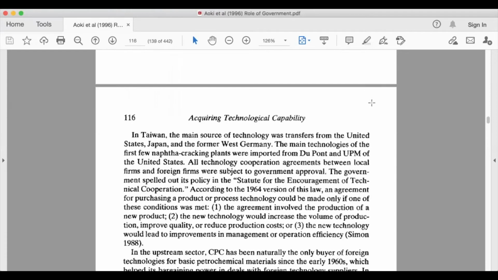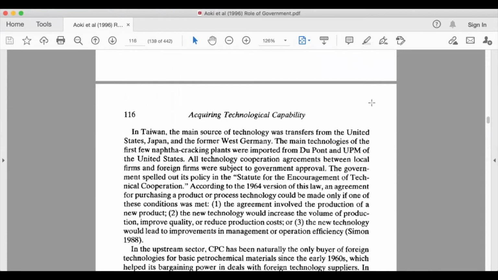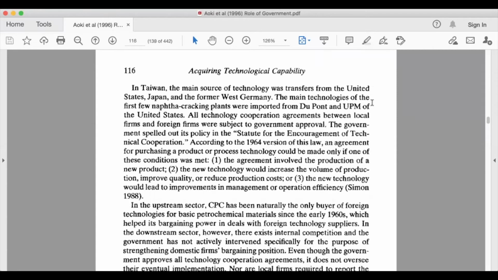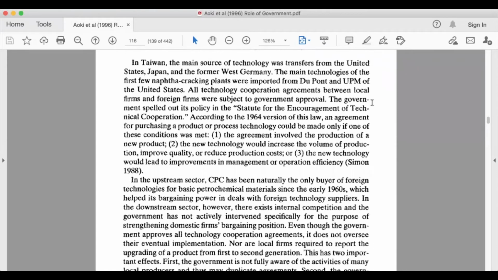In Taiwan, yet another method. The main source of technology was transfers from the United States, Japan, and former West Germany. The main technologies of the first few naphtha cracking plants were imported from DuPont and UPM of the United States. All technology cooperation agreements between local firms and foreign firms were subject to government approval.